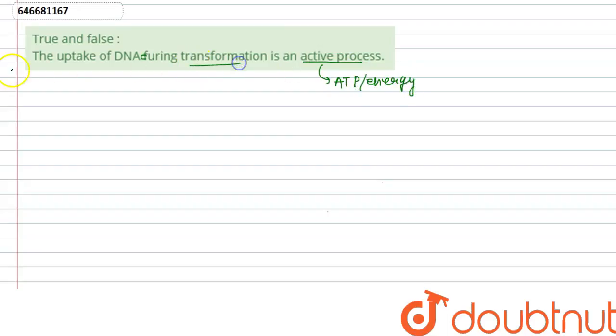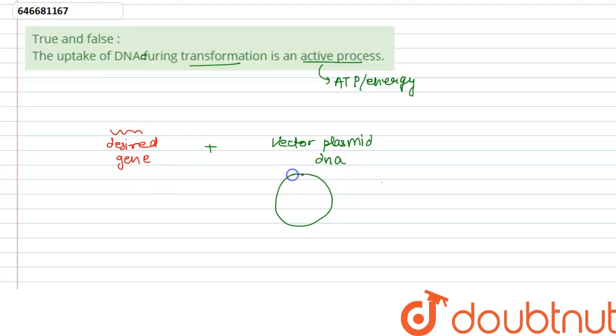Now what is transformation? For example, if I have a desired gene here that I want to insert in a host cell for production of some proteins, I'll combine it with a vector plasmid DNA. What are vectors? Vectors are those organisms which help in transferring these desired genes into our host cell, and these vectors have very simple DNA. It's usually circular extrachromosomal DNA which multiplies irrespective of the host cell's DNA.